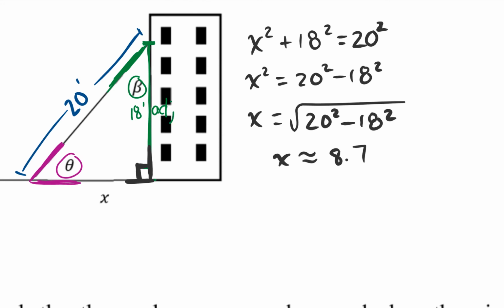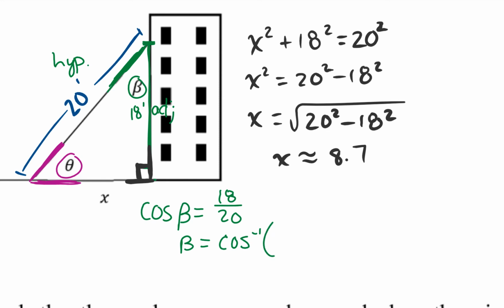It's adjacent to beta, and this is the hypotenuse. In fact, that's going to be the hypotenuse for both parts of this problem, but I've got the adjacent side right there. So adjacent and hypotenuse is going to be the cosine ratio. So I'll write down here the cosine of beta is equal to adjacent 18 over the 20. And if I take the inverse cosine of both sides, beta is the inverse cosine of 18 over 20. And I can reduce that ratio too, but I'll go ahead and leave it there.